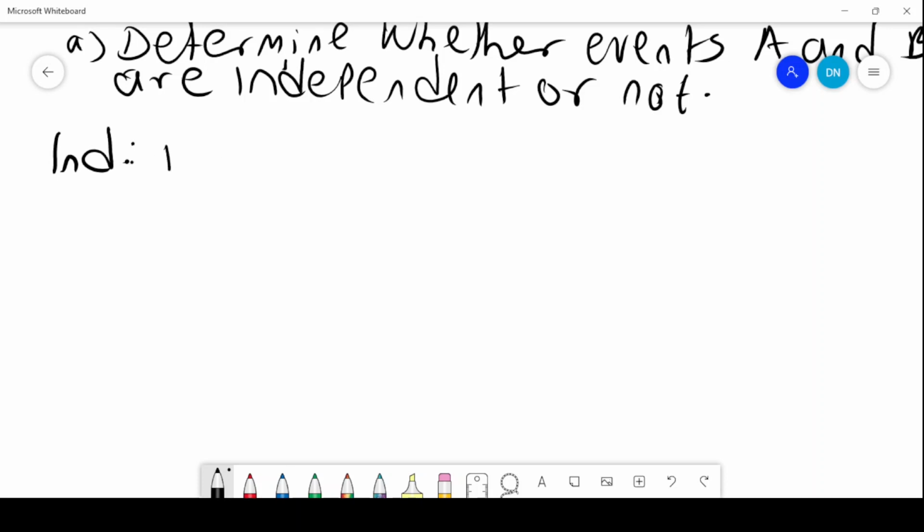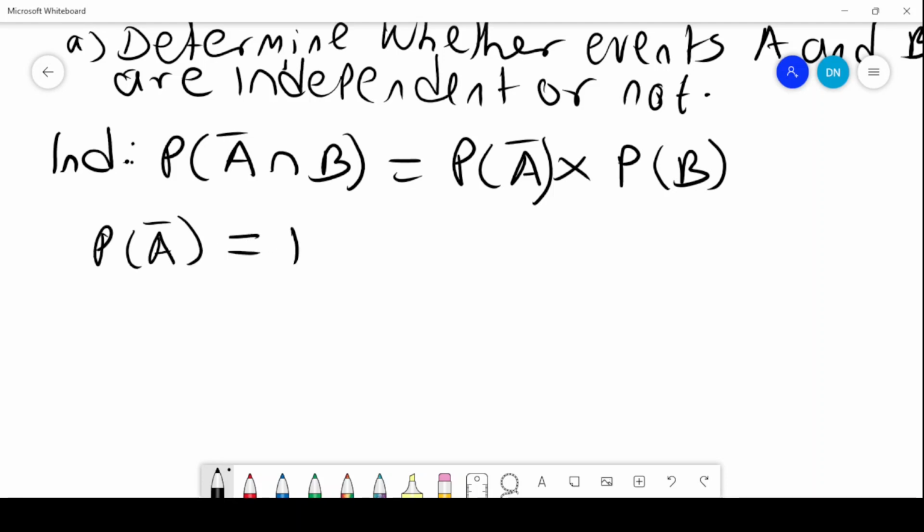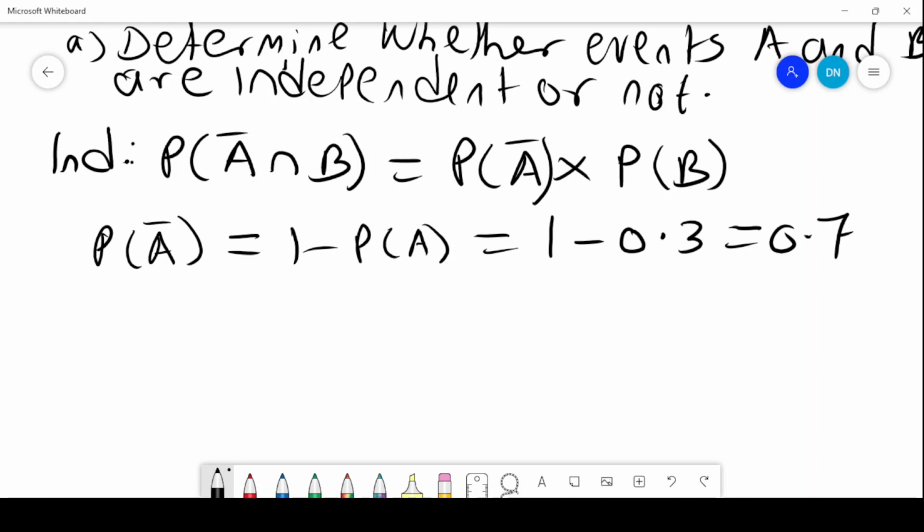Then what we know is that the probability of A intersection B would be the probability of A times the probability of B. So that's something that we want to keep in mind, that when they are independent, that's how we get their respective probabilities. We know that the probability of not A should be 1 minus the probability of A, which is 1 minus 0.3, which is 0.7.